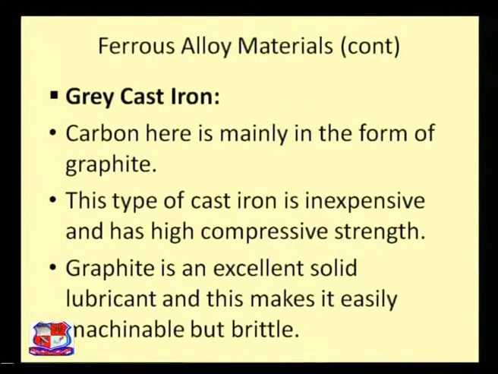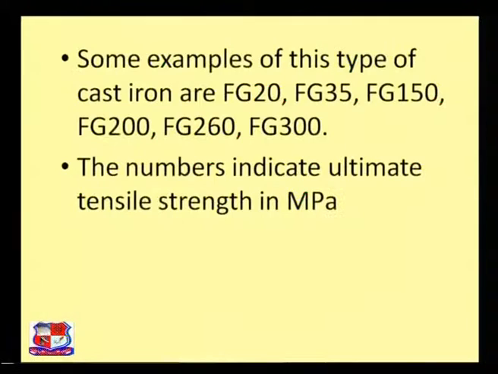Graphite is an excellent solid lubricant and it makes it easily machinable but brittle, right. So whenever there is a grey cast iron and carbon is present in the form of graphite, that particular object will have high machinability and will possess the property of brittleness. So particularly grey cast iron has a high brittleness. Also it has excellent solid lubricant properties, right. So this is also another important property of grey cast iron.